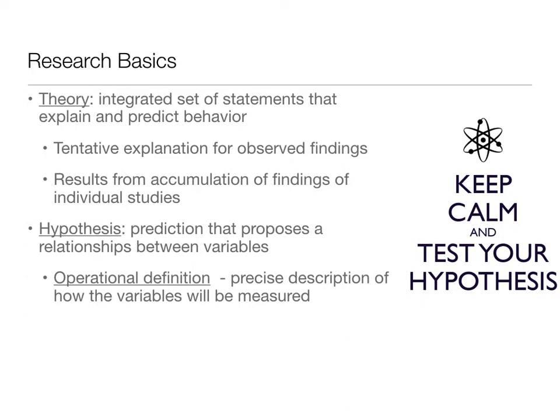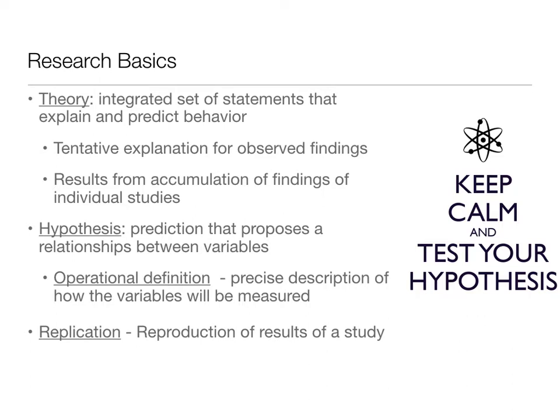Is it a specific kind of exercise? Does it only count if it's on a treadmill or an elliptical or something like that? Or can it be gardening? Because that can be exercise. So an operational definition is going to be the precise description of how that variable is going to be measured.